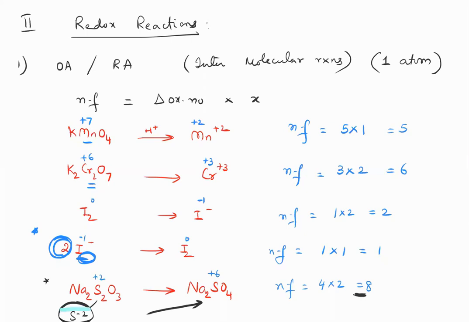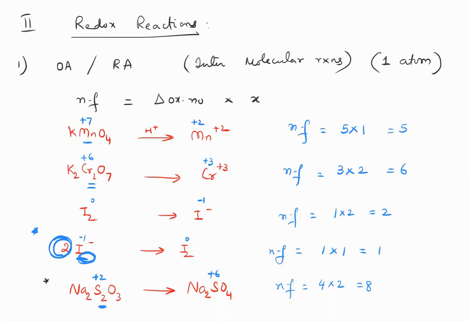So even if you have 2 atoms of which one is changing, one is not changing, you can still use this method. It's okay. Average oxidation number, you can do that and do it. So average value for me here is +2. So just do it normally. Don't get confused. It's going from +2 to +6. So change is 4 and there are 2 of them. So change is 8. So your N factor becomes 8.